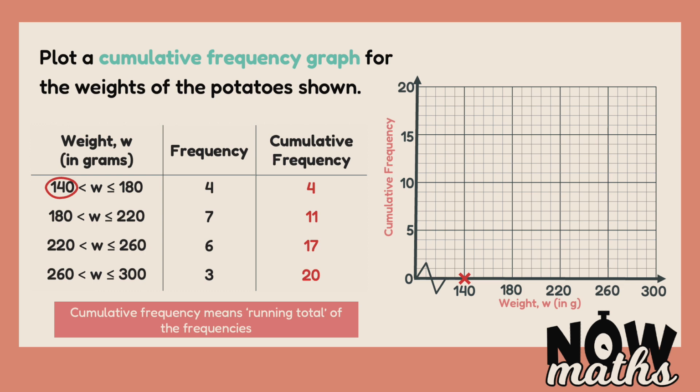To plot the rest of the graph, we need to plot the cumulative frequencies against the end point of each interval, since we can only say we've reached the running total when we are at the end of each interval. So we'll plot the cumulative frequency of 4 against 180 grams. Then we'll plot the cumulative frequency of 11 against 220 grams. Then we'll plot the cumulative frequency of 17 against 260 grams. And finally, the cumulative frequency of 20 against 300 grams.